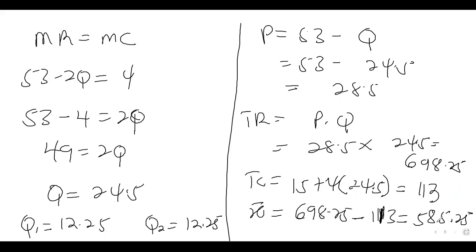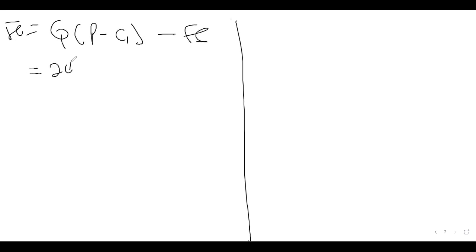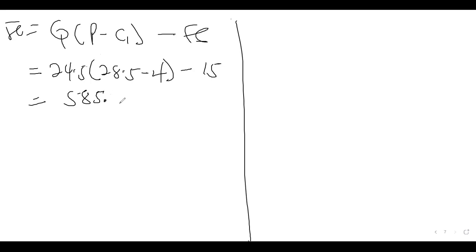Okay, 113. So this will now give us 585.25. Okay. Alternatively, we could have used our shortcut formula, which says that profit is equal to quantity into bracket price minus marginal cost minus the fixed cost. So here, the quantity for the industry was 24.5. The price is 28.5 minus the marginal cost 4 minus the fixed cost of 15. You get the same answer, 585.25.